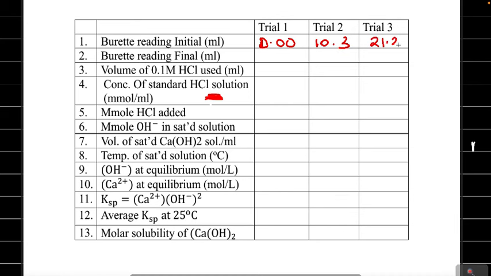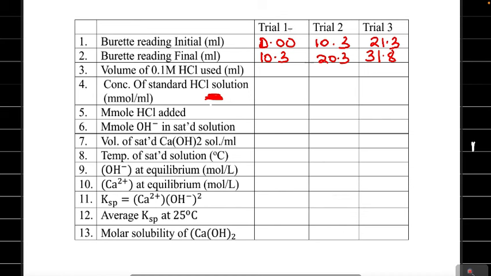We have 21.3. All right. Now for the final burette reading, we have 10.3 for the first trial, 20.3, and 31.8. Now the volume of the acid used, remember what was inside the burette was the HCl.